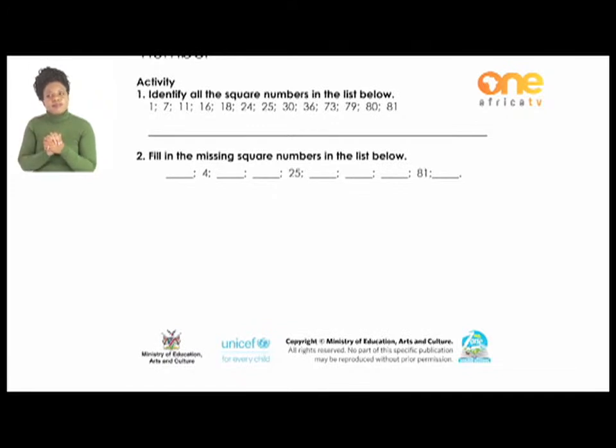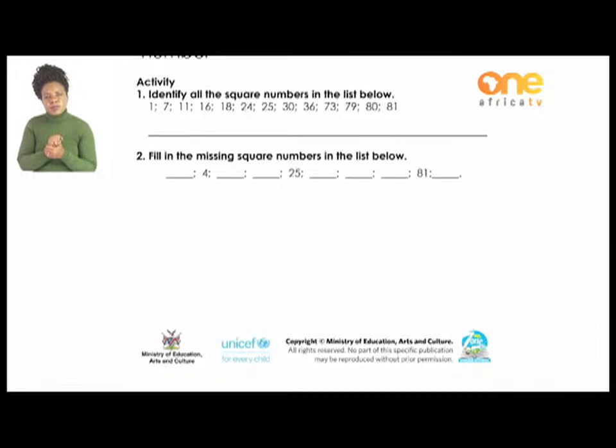So you are required to identify or just write down all the square numbers from that list. The second question is to fill in the missing square numbers in the list below. So there's a list there, there's a space, and there's 4, there's a space, there's 25, 3 spaces, and then there's 81 in the last space. You must write.